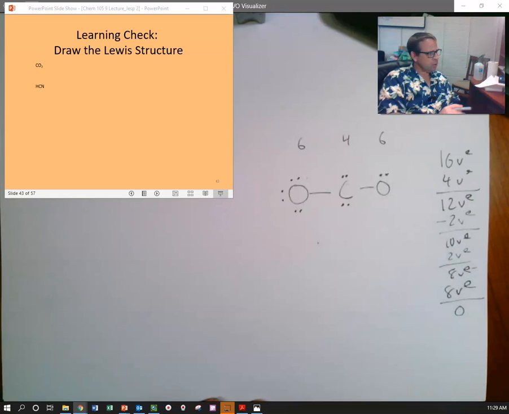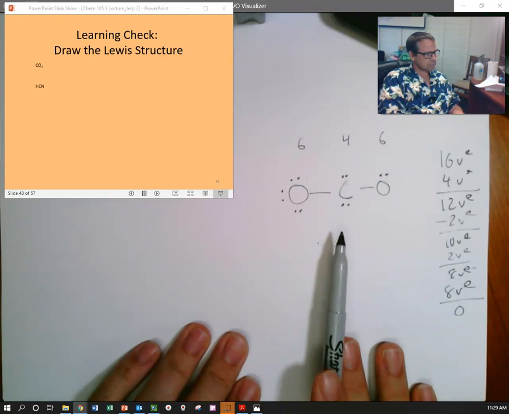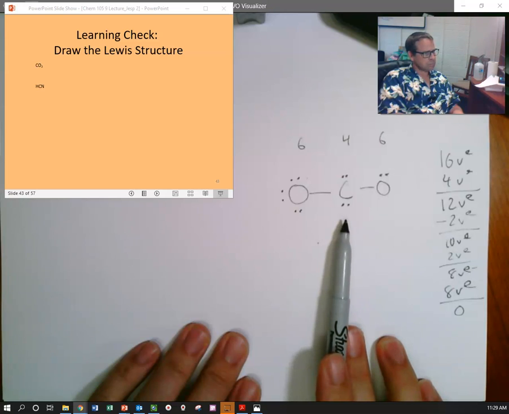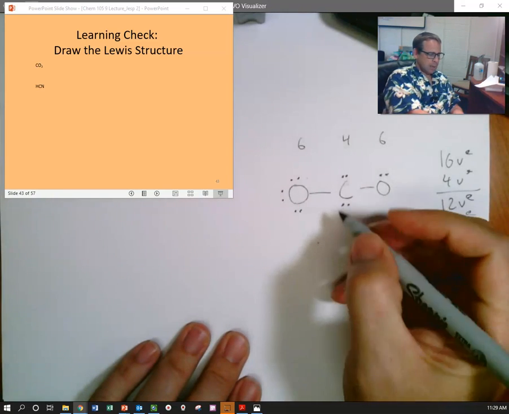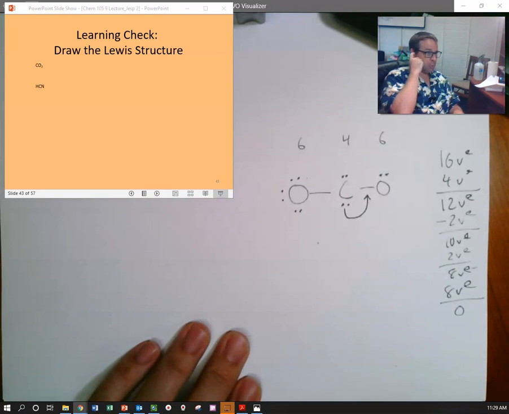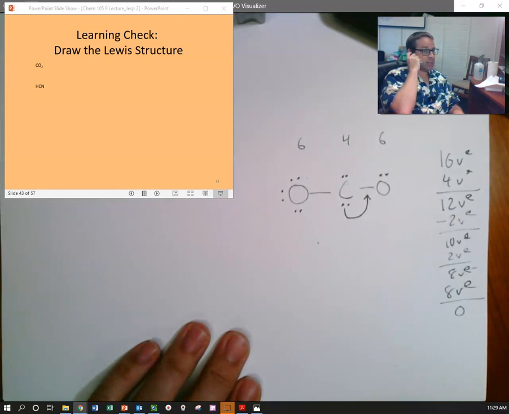So what can I do to increase the amount of electron density? I need more electron density around this oxygen, right? I need to have 8 electrons available there. And I can take these electrons and move them over there, right? Because when I take non-bonding electrons and make them shared electrons, then oxygen now has those electrons available to it. Does that make sense?